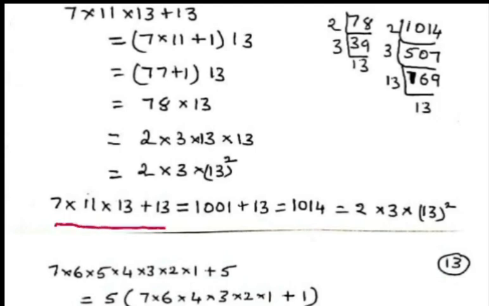The given number is 1001 plus 13, that equals 1014. 1014 can be expressed as a product of prime numbers. So it is a composite number and it is not a prime number.